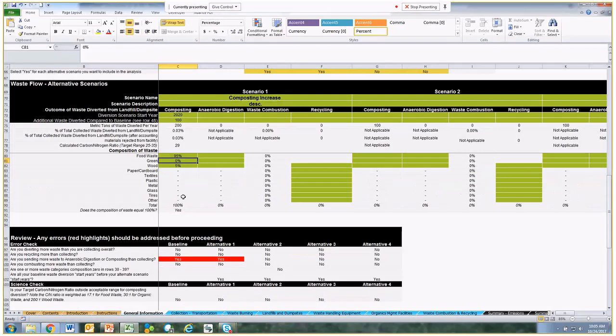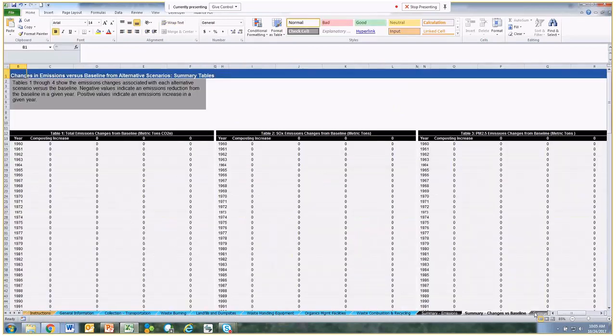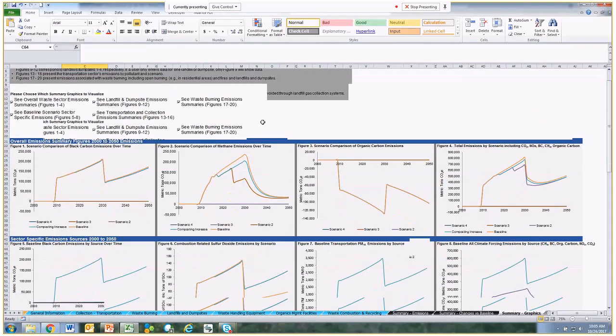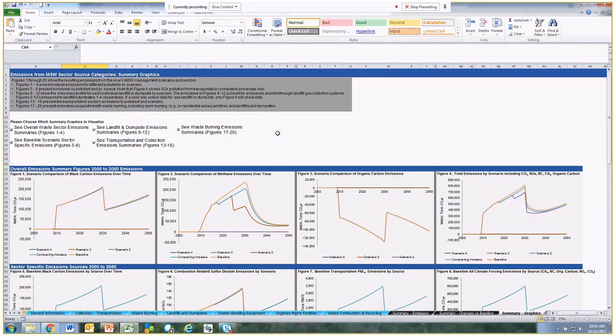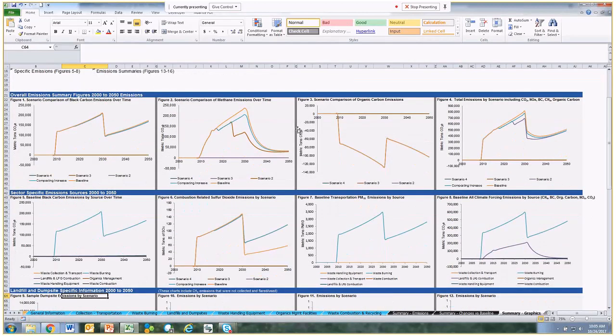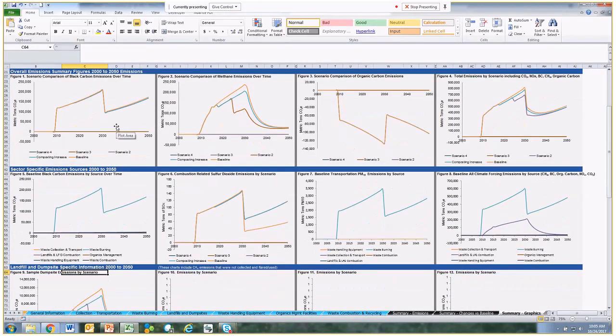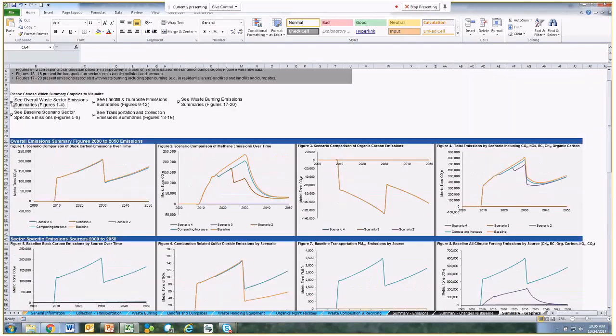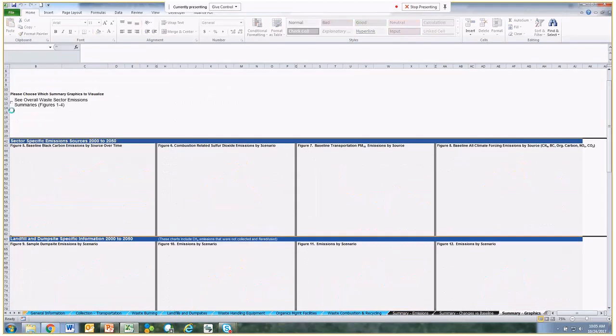I can't flip over to the results right now because I haven't gone through and entered data for all the other essential cells, but you can see that the tool will provide a large number of charts that you can pick from. And there are some macro buttons here that allow you to select which charts are visible.